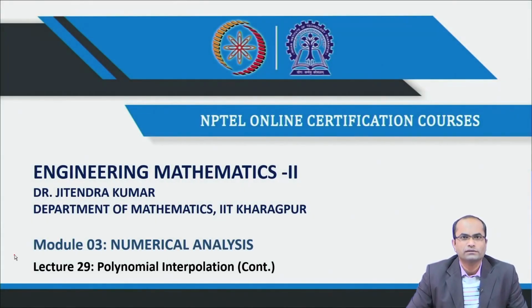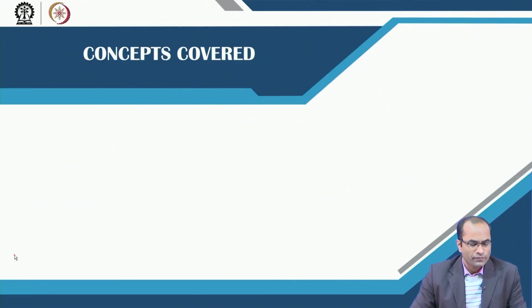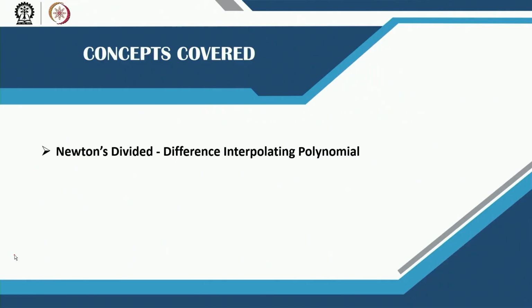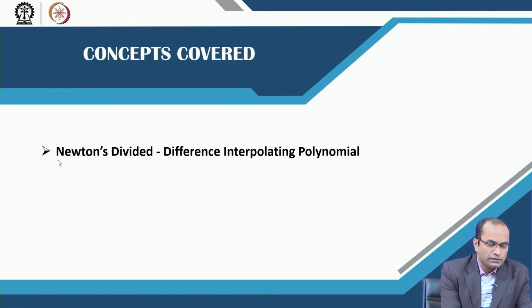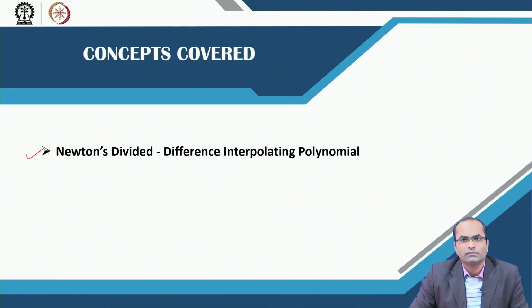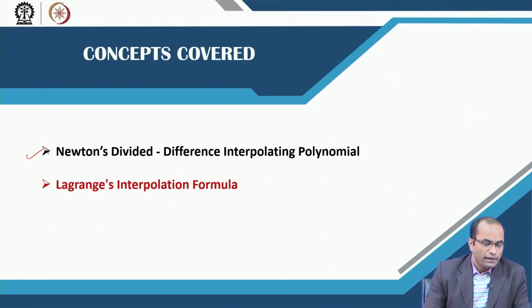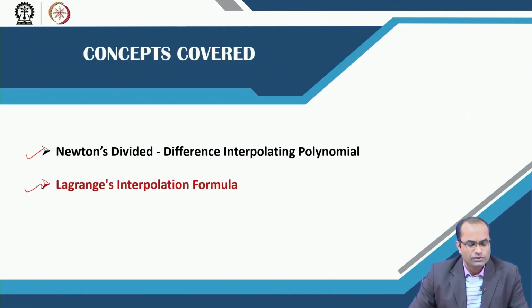So, welcome back to lectures on engineering mathematics 2, and this is lecture number 29, and we will continue our discussion on polynomial interpolation. So, in this lecture we will be talking about two different techniques, two different methods for getting interpolating polynomial. The one is Newton's divided difference, which is quite similar to what we have done with Newton's forward and backward interpolation formulas, and the other one we will be talking about is the Lagrange interpolation formula, and both are for unequal intervals. So, the grid points or the nodal points are not just equidistant in this case.